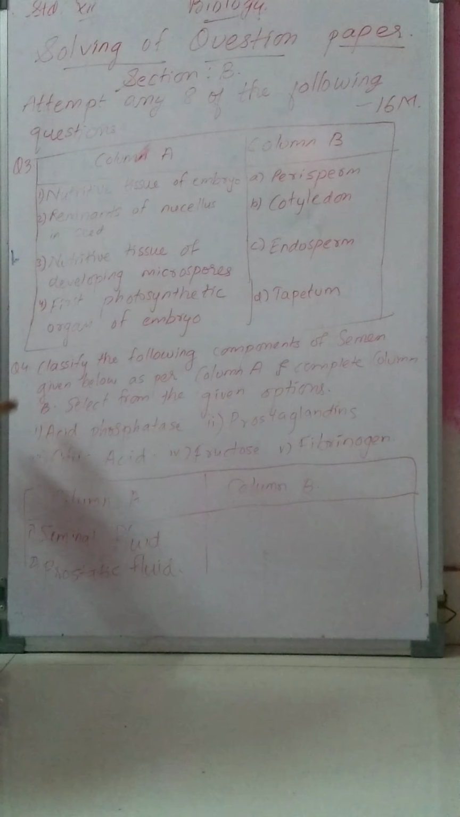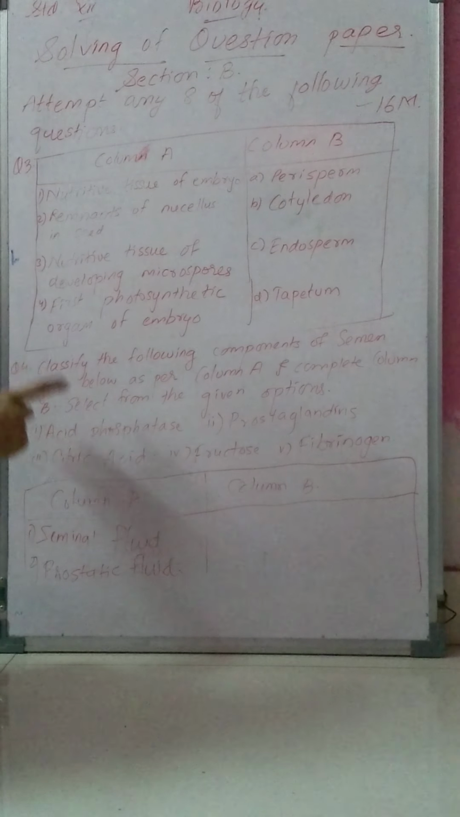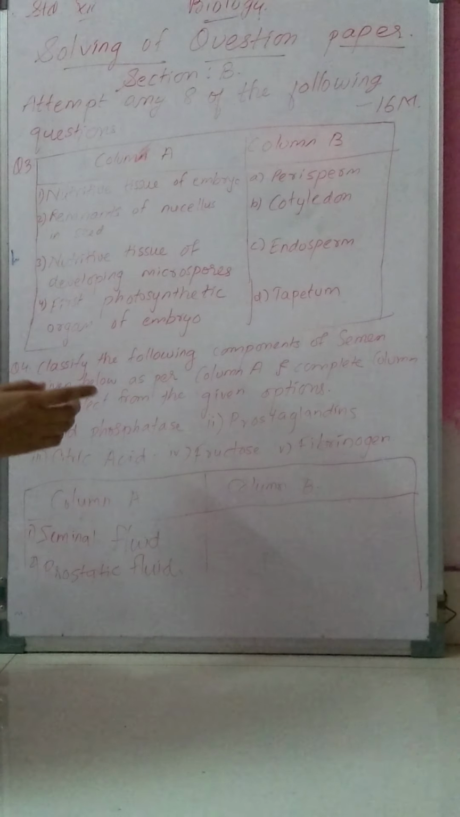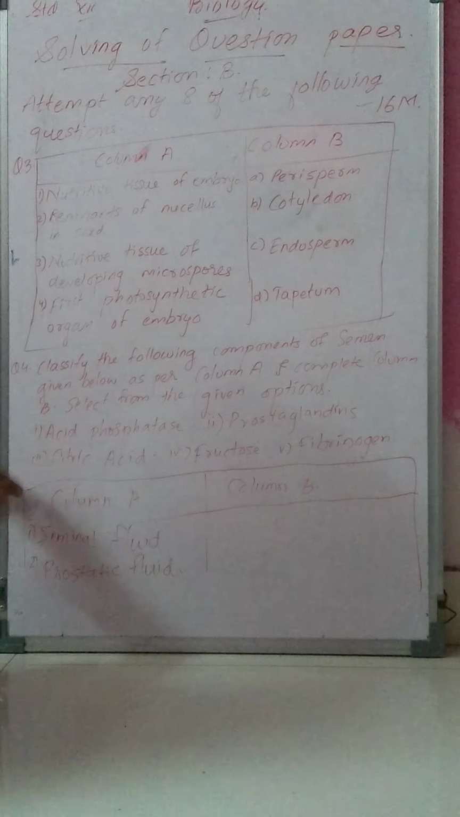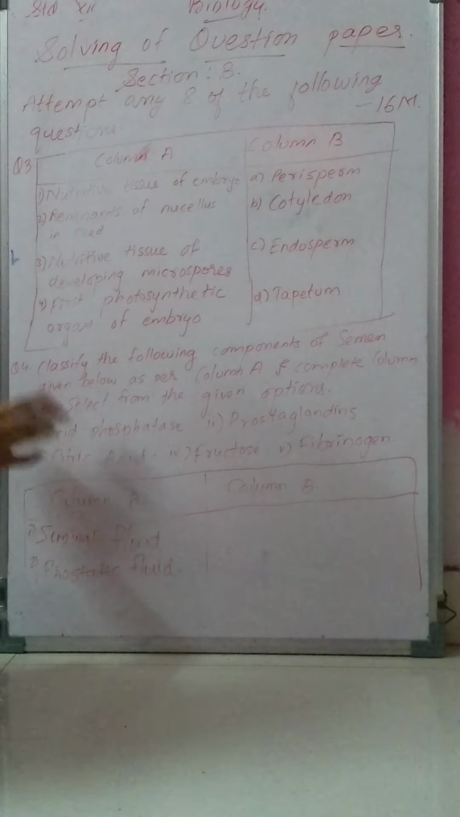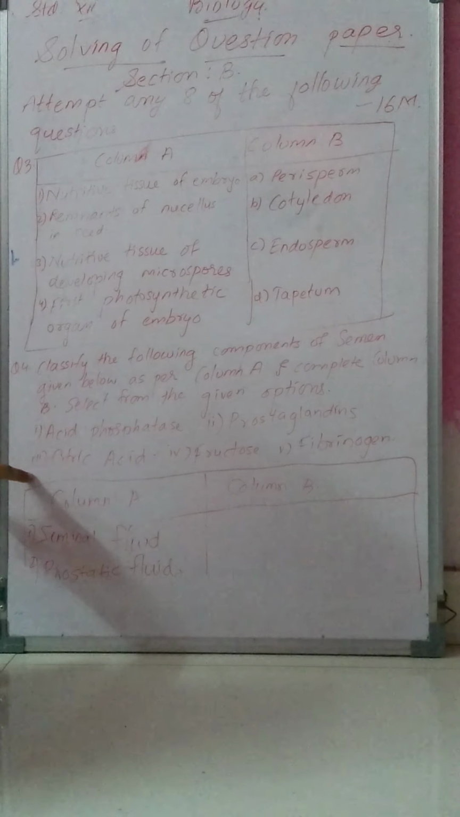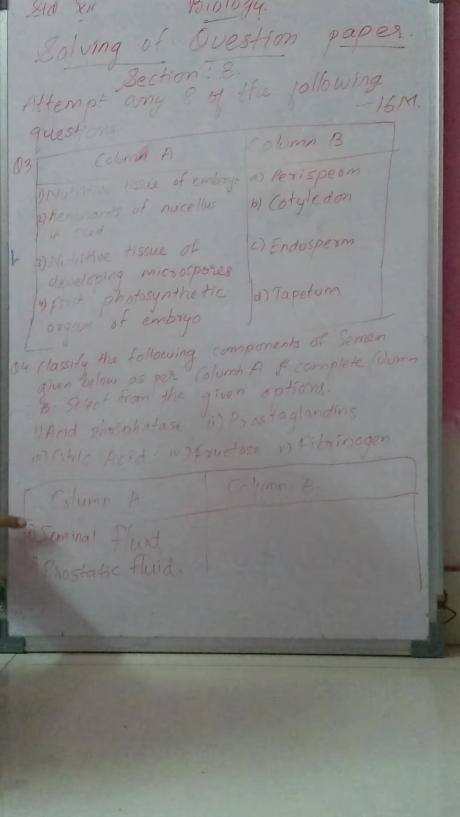Next question is question number 4. Classify the following components of semen. Now here the different components of semen are present. You have to classify them as per column A and then complete your column B. Five components of semen are given. You have to classify in the columns.